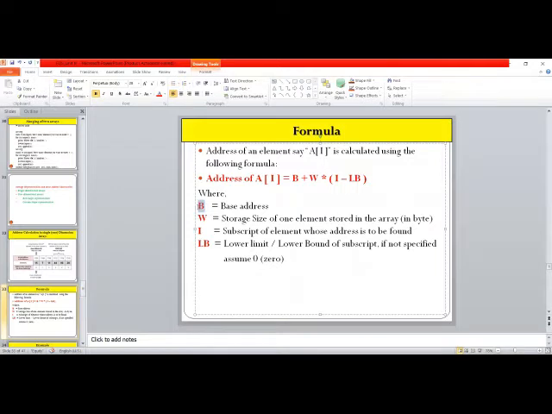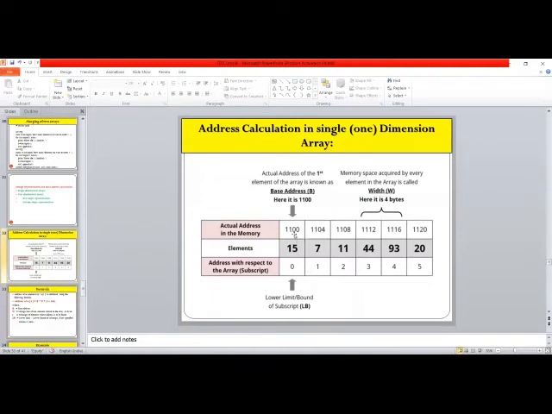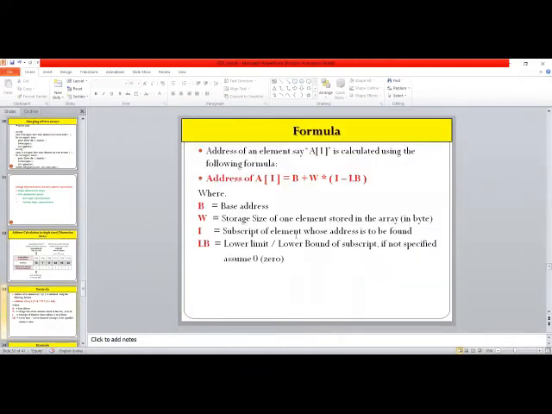So B here is what? It is a base address. Right? Base address means what? This address, 1100 in our case. Next, W. It is a storage size of one element stored in the array in bytes. Right? So that is the width of that particular storage, that is memory location.